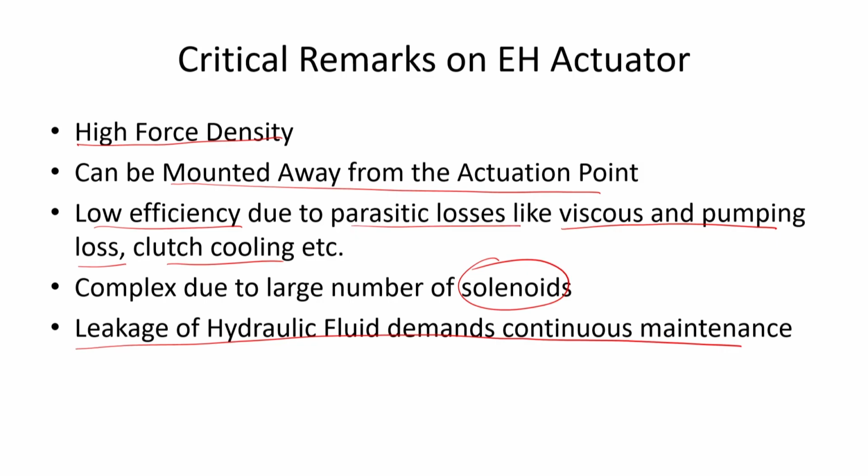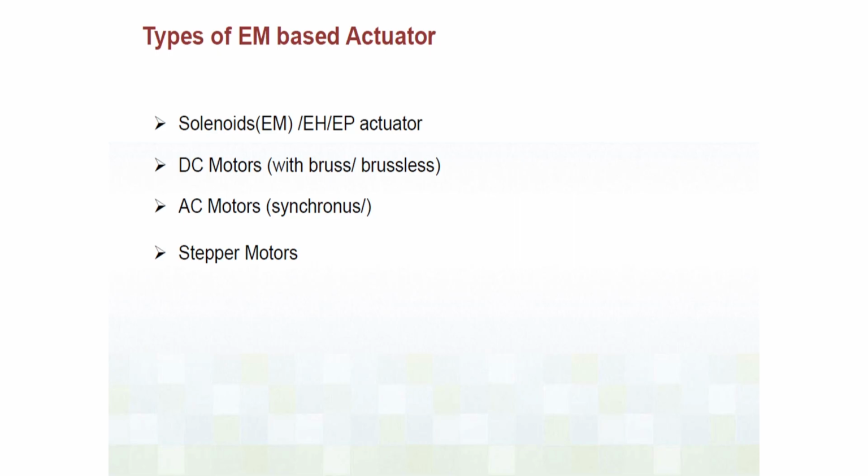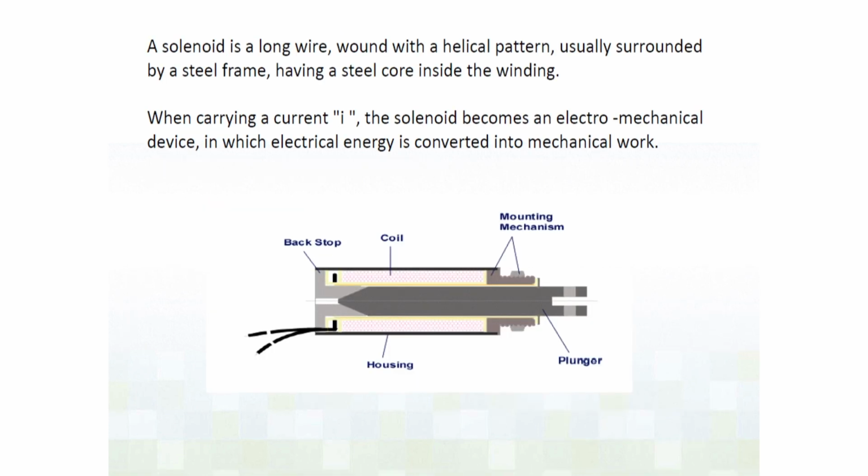Now, from the electro-hydraulic system, we will go to another type of system which is called the electromagnetic system. So, the EM here stands for electromagnetic system. Now, the electromagnetic system can be of 4 types: solenoids, DC motors, AC motors, and stepper motors. So, let us look into them quickly.